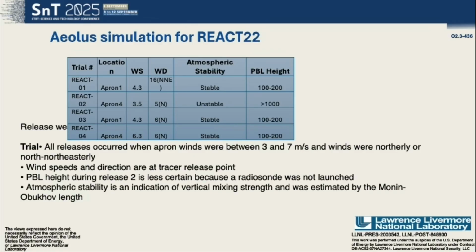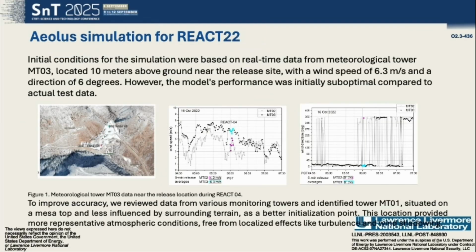React 04, you can see the location. The release was apron 4, and the wind speed was 6.23 meter per second, and the wind direction was almost coming out from north. Stable conditions and a really shallow boundary layer height, right? So we input all these things, but the results were not optimal. And the reason why we looked at it and like why the results were not optimal, because the wind conditions given to us, these were with which we drove our model, were at the release location.